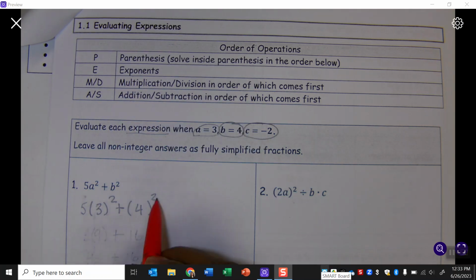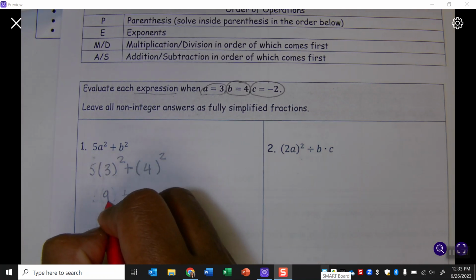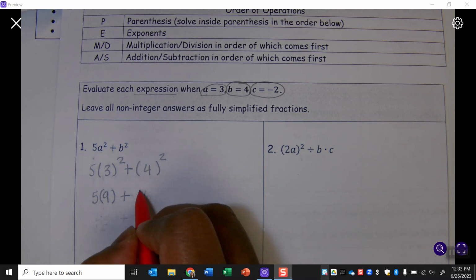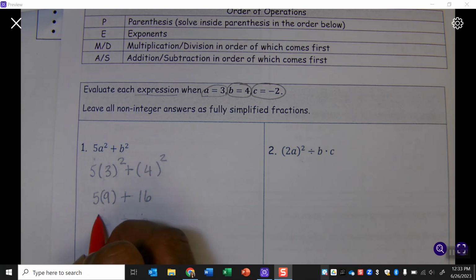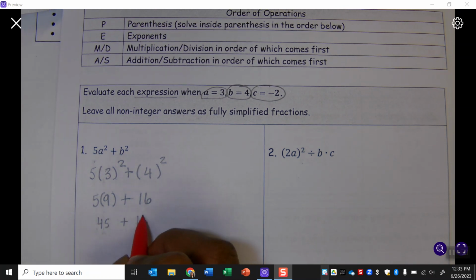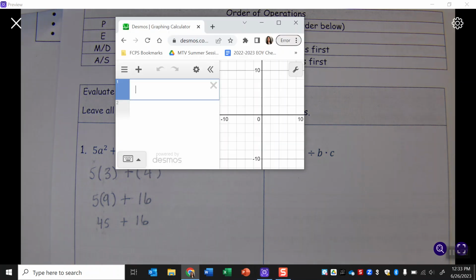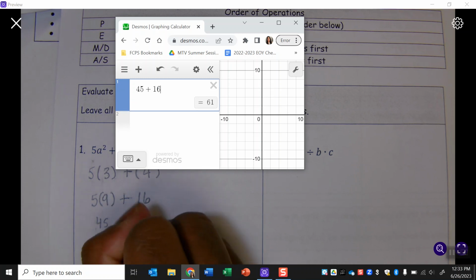Exponents. So there are some exponents we need to take care of. 3 squared is 9. I'm going to bring down the parentheses because there's a 5. 4 squared is 16. And then 5 times 9 is 45. And then 45 plus 16, I'll throw that in Desmos. 45 plus 16 is 61. So this is equal to 61.